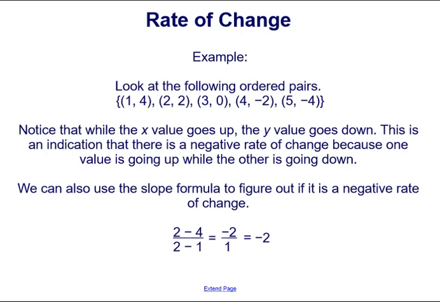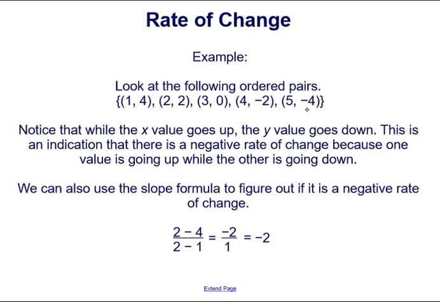Now let's look at this example though. We have the following ordered pairs. We have 1, 4, 2, 2, 3, 0, 4, negative 2, and 5, negative 4. So notice that while the x values go up, we have 1, 2, 3, 4, 5, the y values go down. 4, 2, 0, negative 2, negative 4. So this is an indication that there is a negative rate of change because one value is going up while the other value is going down.